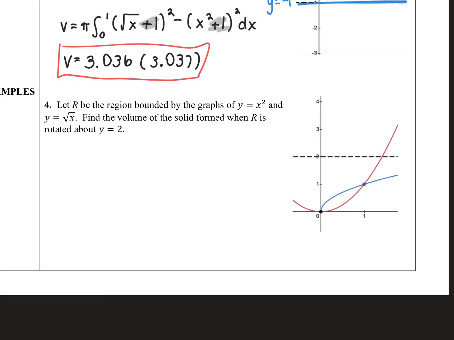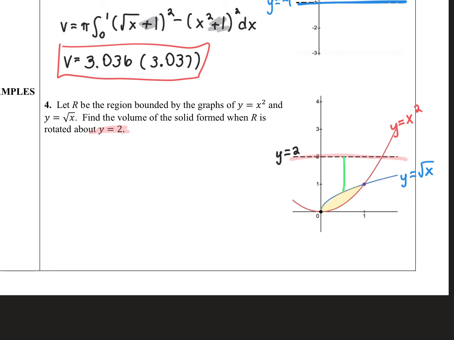And this one, again, I'm dealing with that same region as the previous two problems, but this time I'm going to rotate around y equals 2, which is up here. So just be careful in this one because even though it looks the same, there is one big difference. When I start at my axis of rotation, which is here at y equals 2, I'm going to head toward my region.